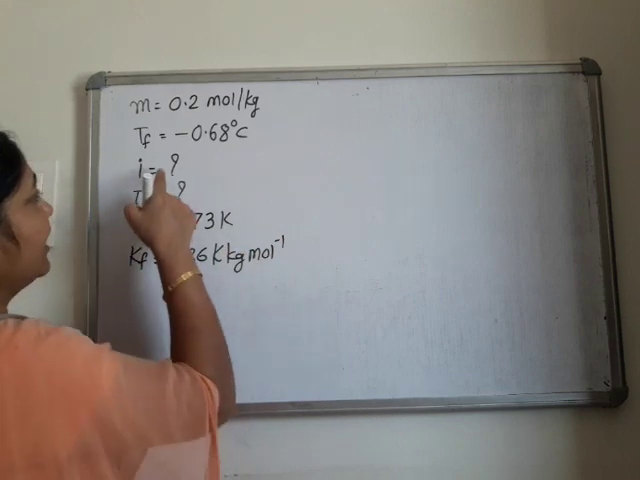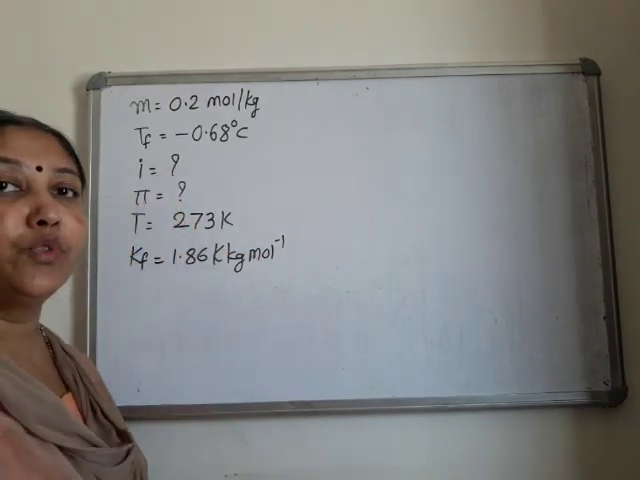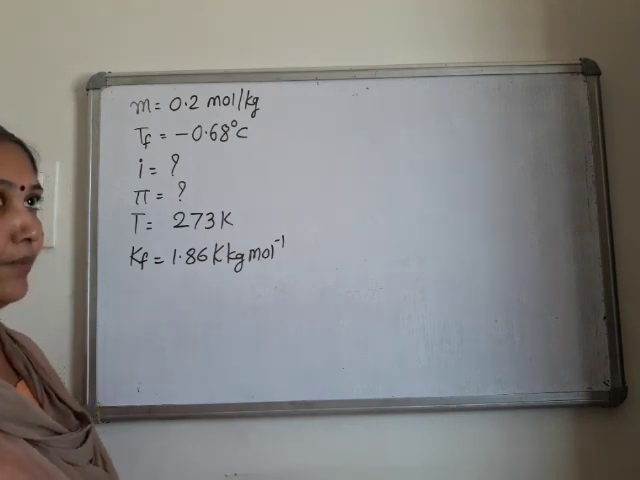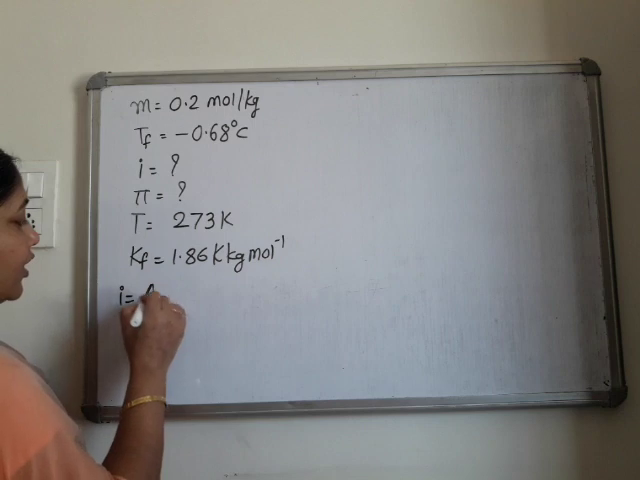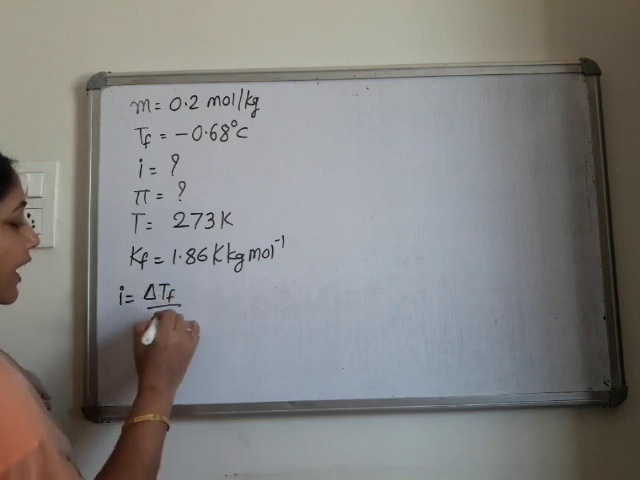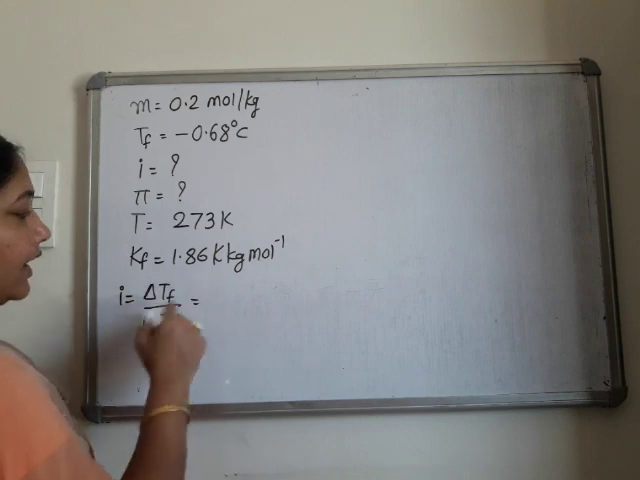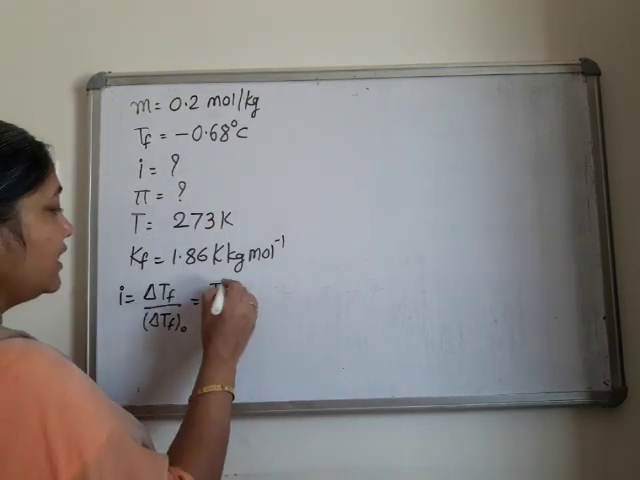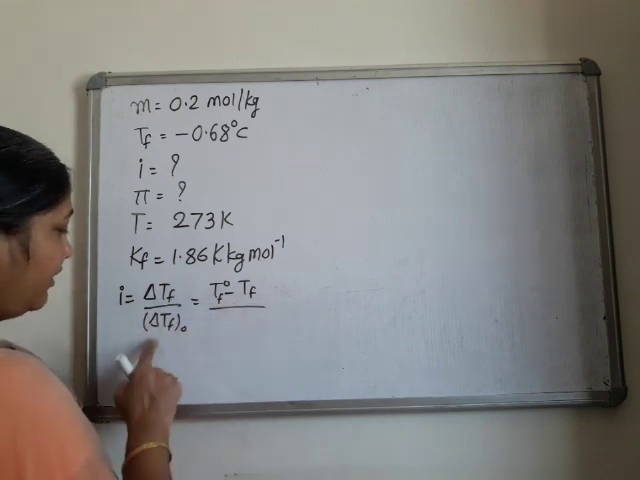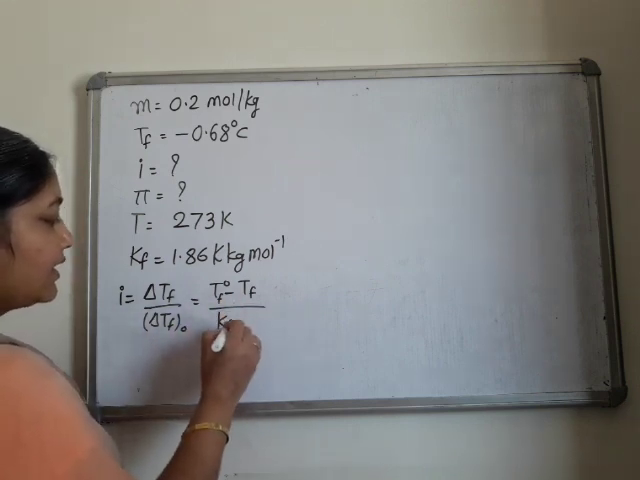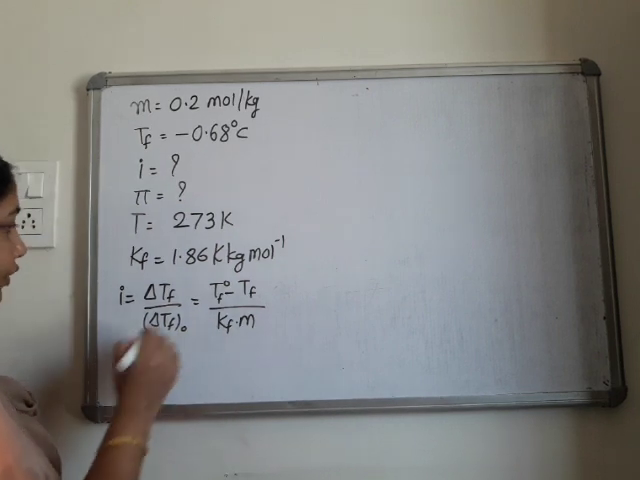Two questions are there. One, where to find van't Hoff factor, and second, where to find observed osmotic pressure. So how to find i? Depending upon delta Tf. So delta Tf upon standard delta Tf, observed upon theoretical. What is delta Tf? T0 minus Tf. And what is it? This is Kf into m, isn't it? Put the values.